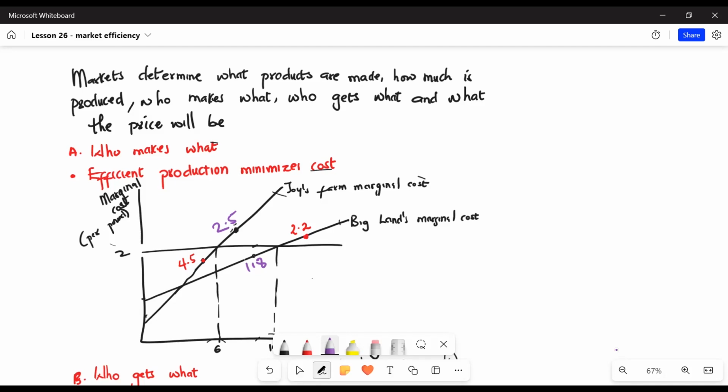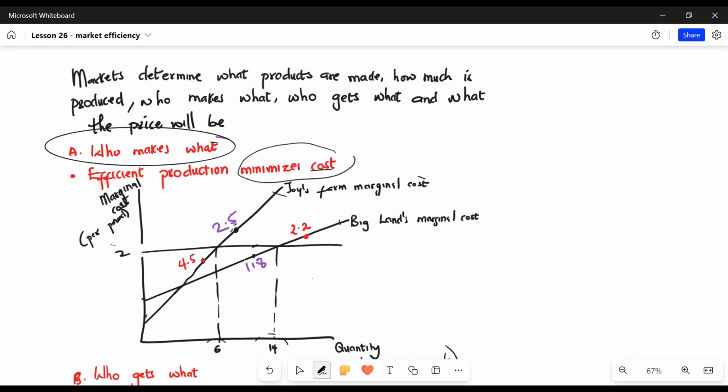So the first question that we'll be looking at is who makes what? Now, in answering this question, one primary thing we have to know is that efficient production minimizes cost. So efficient production occurs when we produce a given level of output at the lowest possible cost, or at the lowest marginal cost. So let's consider two essential suppliers in the market of apples: Big Land and Joy Farm.